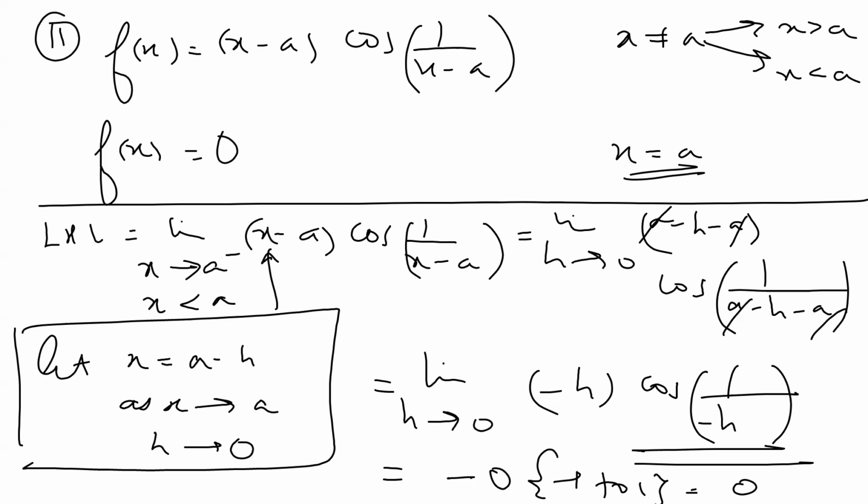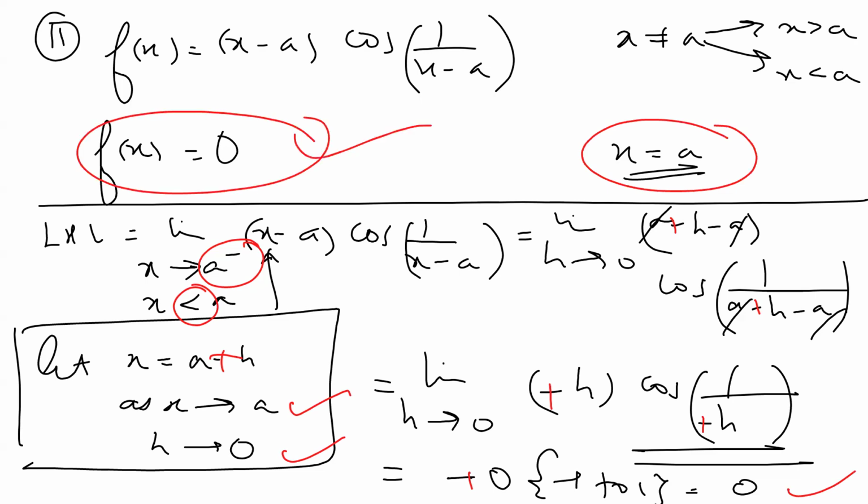For RHL, you have to write x approaching a plus. This will be greater than a. This will be a plus, a plus. This is plus, this is plus, and this is plus. The remaining solution remains the same. So LHL equal to 0, RHL will be 0. At x equal to a, f of x is also 0. All three things are the same. Therefore, the function is continuous at x is equal to a. Clear?